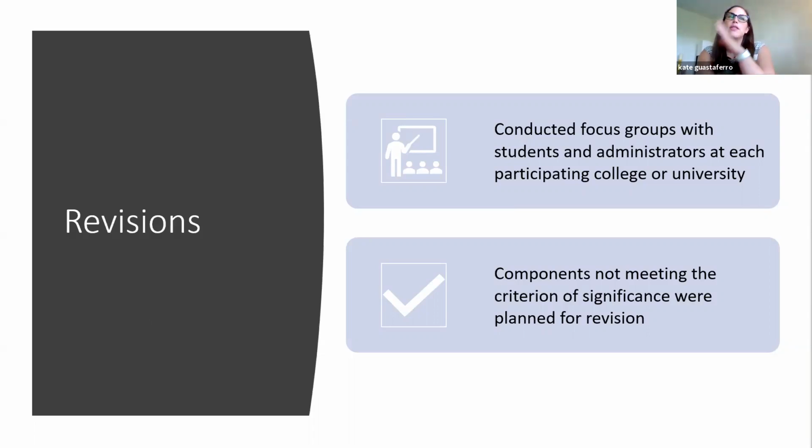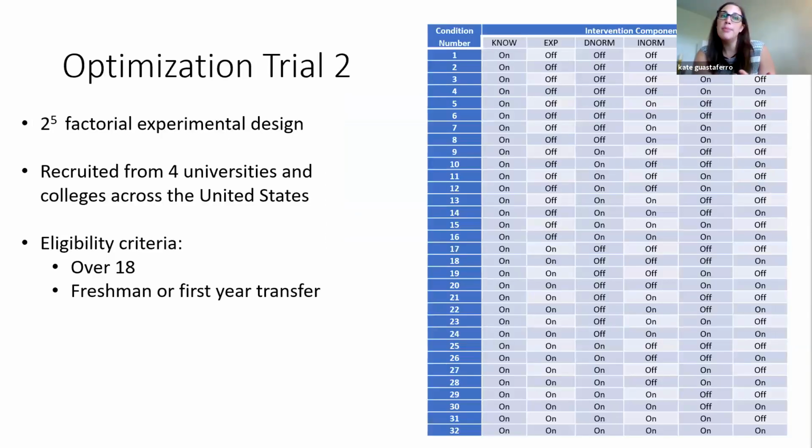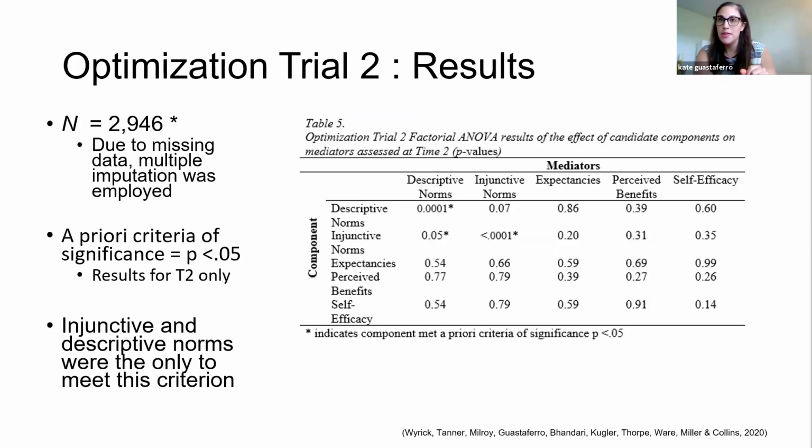All right, so we did those revisions, conducted a second optimization trial, same design, same eligibility criteria. We had closer to 3,000 students participate this time, but again had to use multiple imputation for analyses. The same a priori specified criteria of significance was p less than 0.05, and this time both injunctive and descriptive norms met our criterion. So we thought we needed these 5 components to affect our ultimate outcome, but data shows we only need 2. That's a way to make it more efficient.